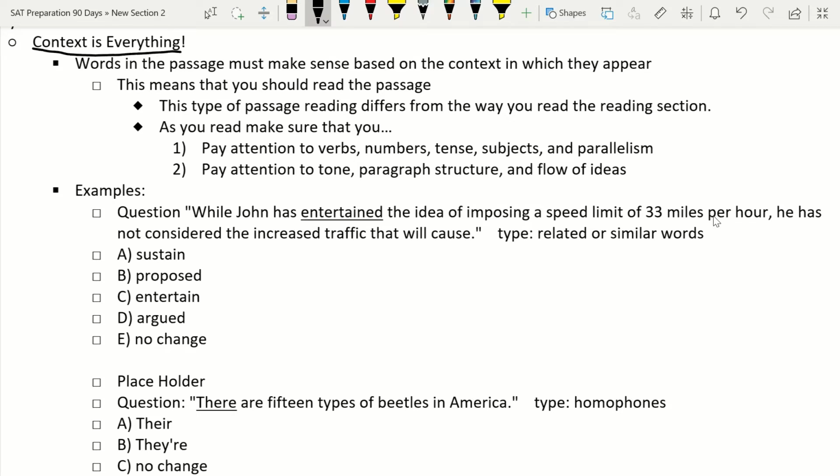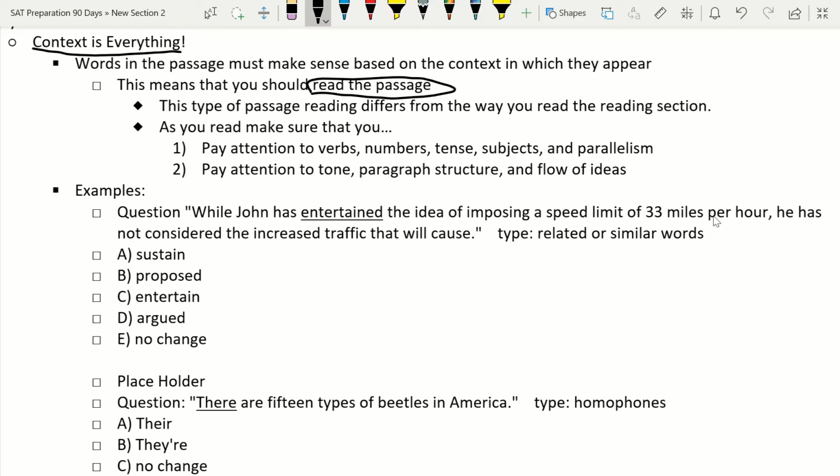So on the SAT writing section, context is everything. So what do I mean by that? Well, the words in the passage have to make sense based on the context in which they appear. So this means that you actually have to read the passage. Even though some questions on the SAT writing section can be answered just by knowing things such as grammar rules, you should be reading the passage because there are words in context that you'll have to know. In order to get those words in context questions right, you have to have been reading the passage.